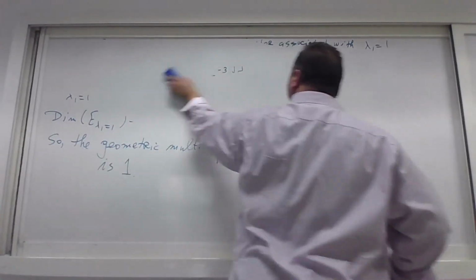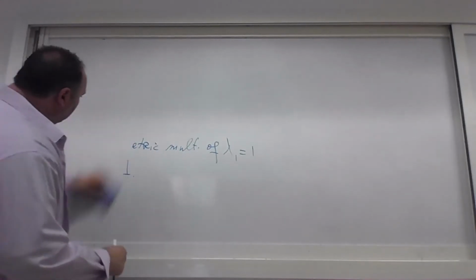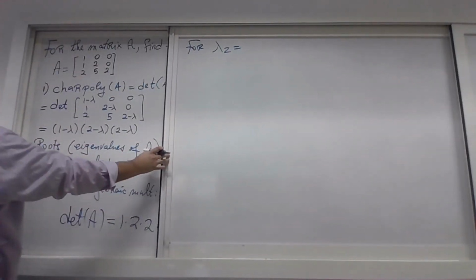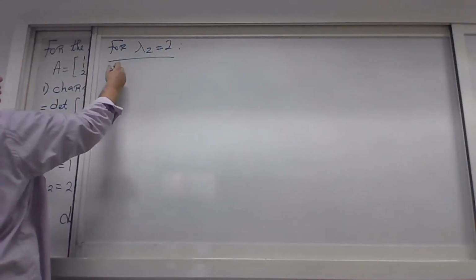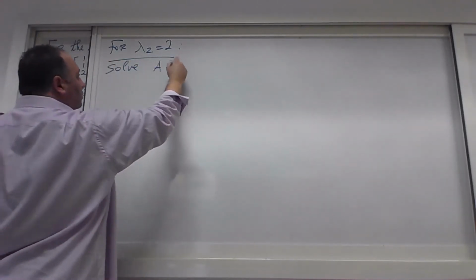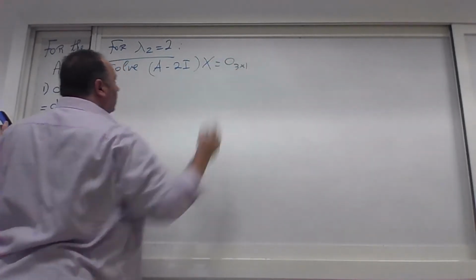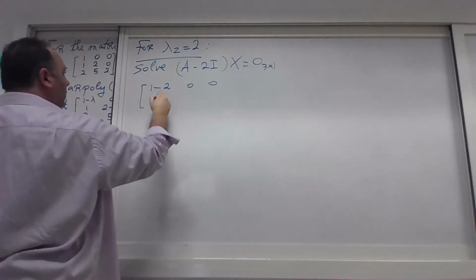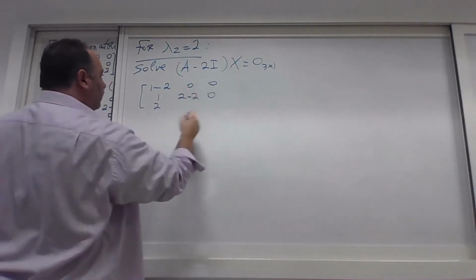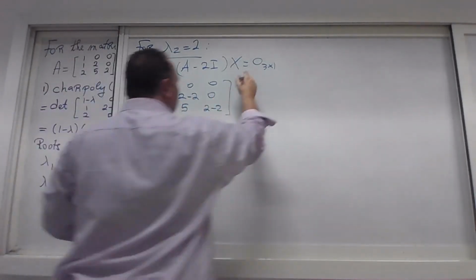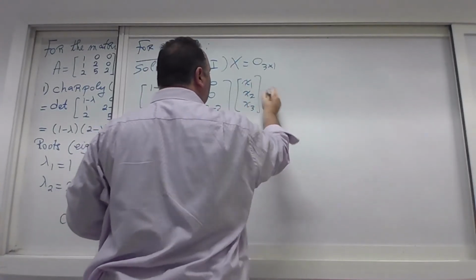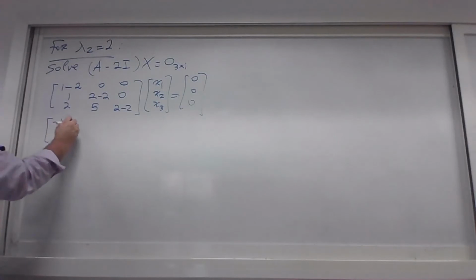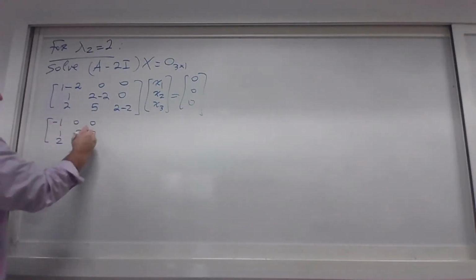I need some space. So what was the other eigenvalue? For lambda 2 equal to 2, I need to solve A minus 2 times I, times x, equal to this. So we have 1 minus 2, 0, 0, and then 1, 2, 2 minus 2, then here it's 5, and 2 minus 2, and then I have x1, x2, x3 equal to 0, 0, 0. Okay, let's fight. So this guy: minus 1, 0, 0, 1, 2, 0, 5, 0, 0.